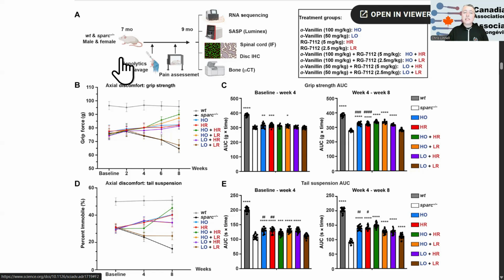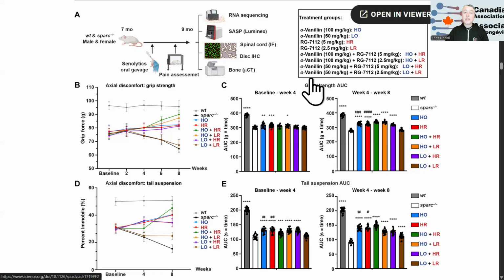There were 8 to 10 mice in each treatment group, and as you can see on the right here, there were a large number of treatment groups. Either O-vanillin on its own with either a high or a low dose, RG7112 on its own either with a high or a low dose, and I'll call RG7112 just RG from now on. Then they had 4 combination groups, either O-vanillin and RG, both at high doses, O-vanillin at a high dose and RG at a low dose, O-vanillin at a low dose and RG at a high dose, and finally O-vanillin and RG both at low doses.